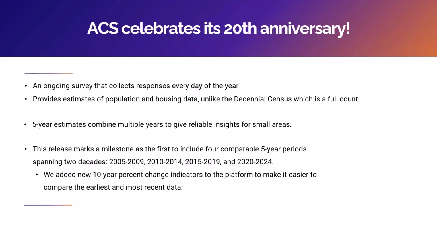As I said, we were able to add this percent change because this is a milestone. The 20th year anniversary means that we can have 4 comparable periods, starting from 2005 to 2009, all the way to 2020 to 2024. It is still 20 years of data because each of these time frames is 5 years long. When we do 4 non-overlapping periods, that becomes a 20-year period that we call a 10-year percent change, in the sense of from the end of one period to the beginning of the next.